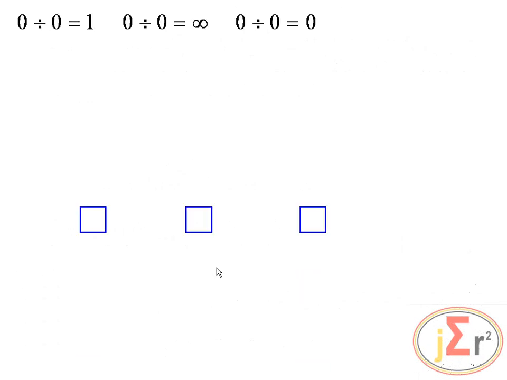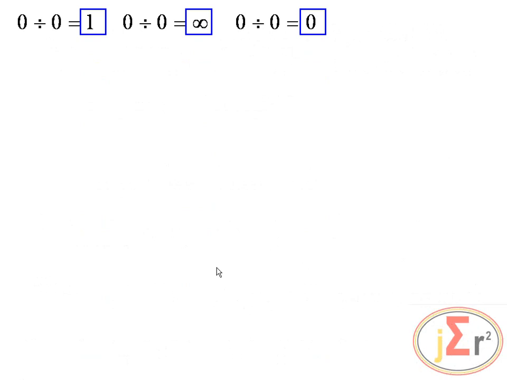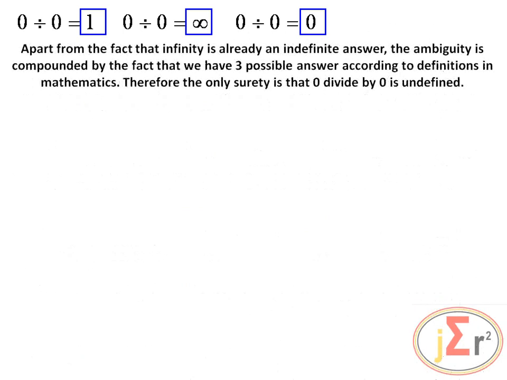What do we know? Take a look at those. Apart from the fact that infinity is already an indefinite answer, the ambiguity is compounded by the fact that we have three possible answers according to the definitions in mathematics. Therefore, the only surety is that 0 divided by 0 is undefined.